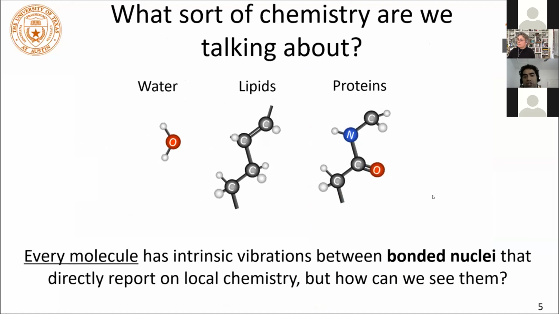In this case, it's shown in these animations with water. You have these two H's that vibrate relative to the O. In lipids, you have these hydrogens that vibrate relative to the C's, and the C=C double bond also vibrates. Basically, anywhere you have two atoms that are covalently bonded, they vibrate with some characteristic bond energy.